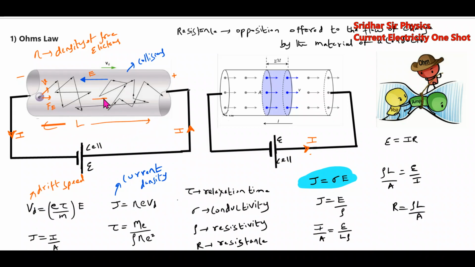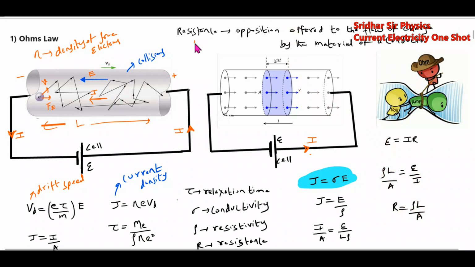In what direction is the current? Current is flowing in this direction. So we'll define the electric field strength as the applied EMF by length. Solving this, we'll get rho L by A. This ratio of E by I is what we'll call resistance.